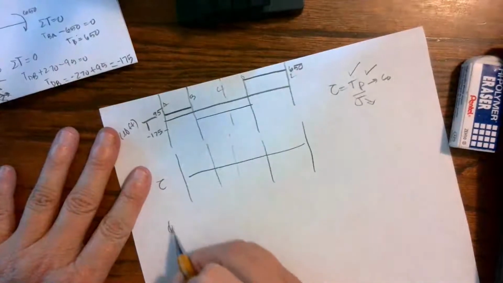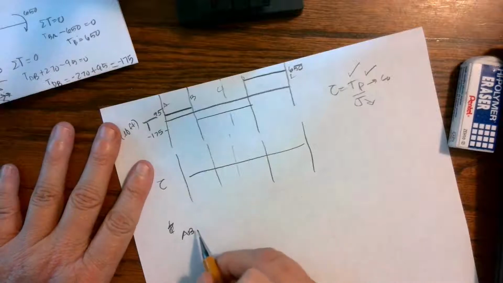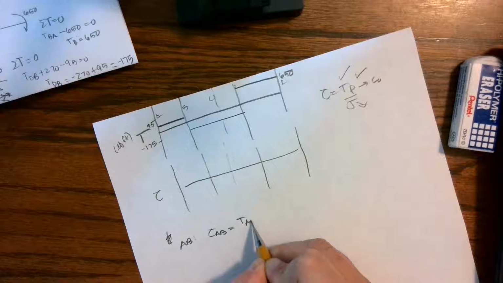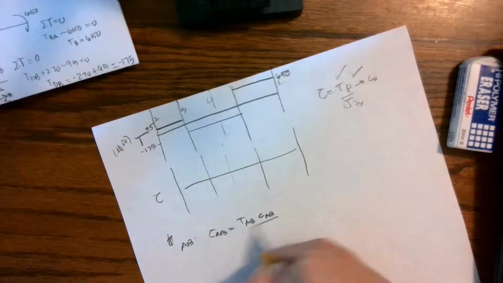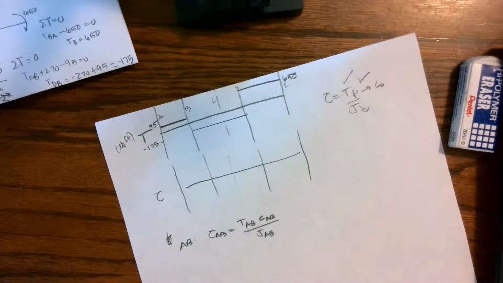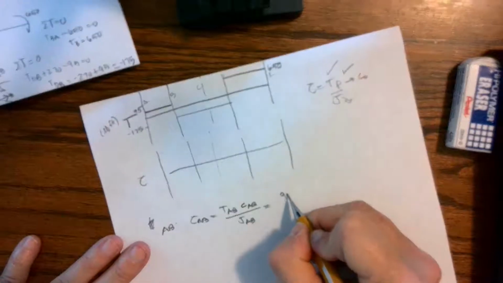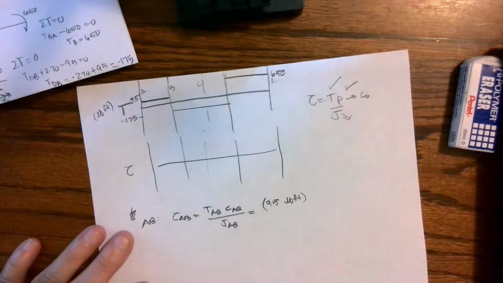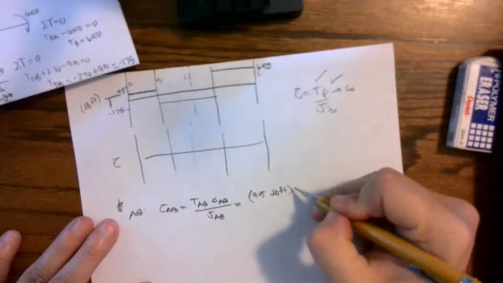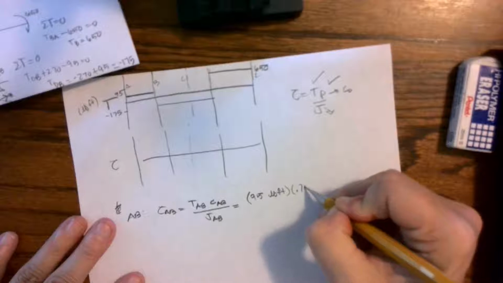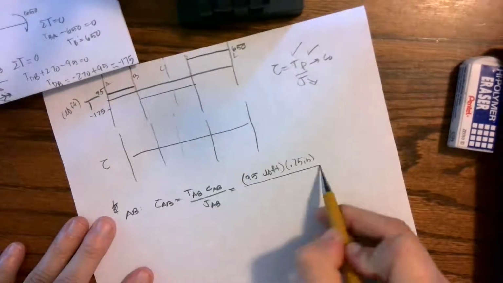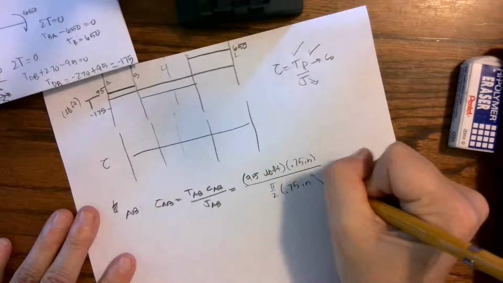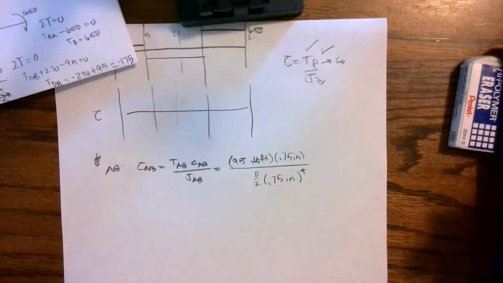From A to B. Shear stress from A to B is the torque from A to B, it is my radius from A to B, and it is my J from A to B. I have 95 pound-feet. I have a radius, if I go back and look at my sheet, of 0.75 inches, and I have a J of pi over 2, 0.75 inches to the fourth. You guys see a problem with this?